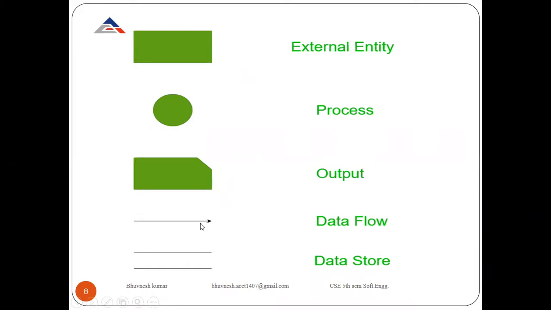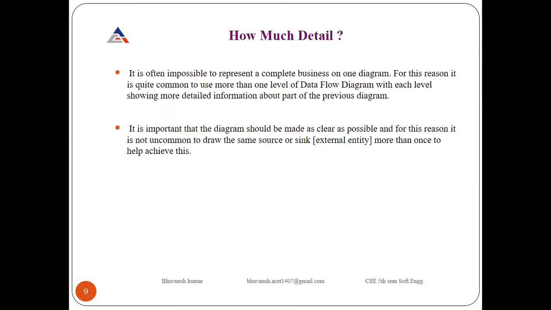Then there is the arrow, the data flow. It shows the data flow from one process to another process, or from an entity to a process. Then there is a symbol for your data storage, a data store, with a rectangle that is open on one side. Okay, that is the detail about your DFD.